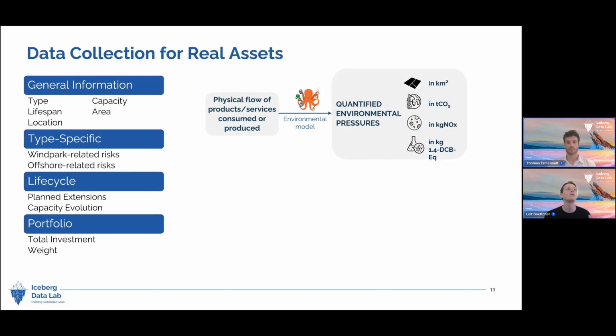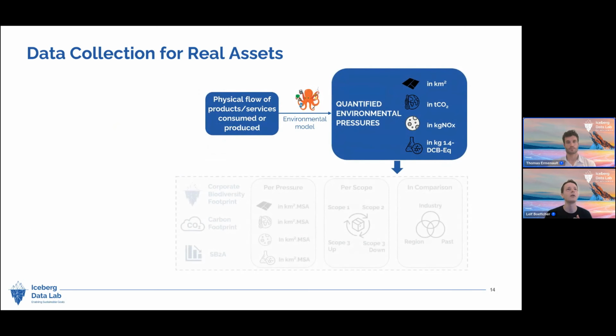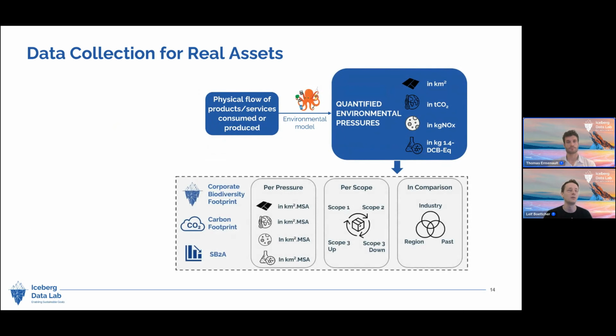And then once we've collected all this information, we're going to feed it into our model, and the model is then going to do its calculations. Of course, it takes a little while, and then what comes out are our different indicators. As we already talked about, we have indicators of biodiversity, greenhouse gas emissions, and here I also mentioned the SB2A. So what temperature exactly?